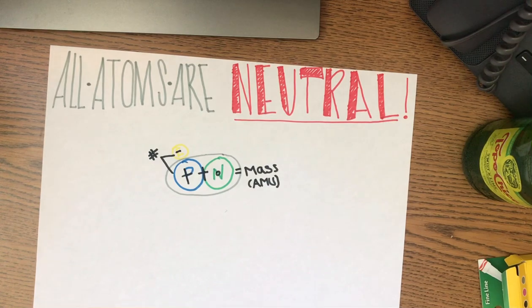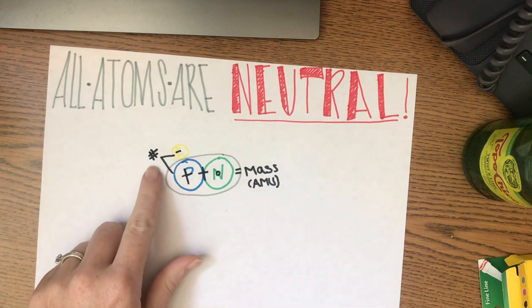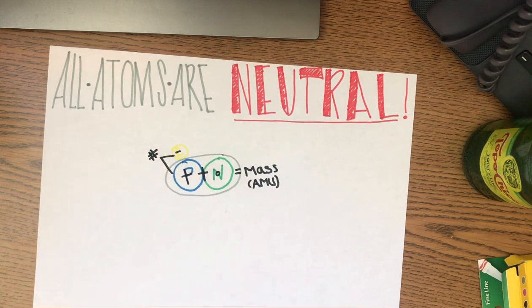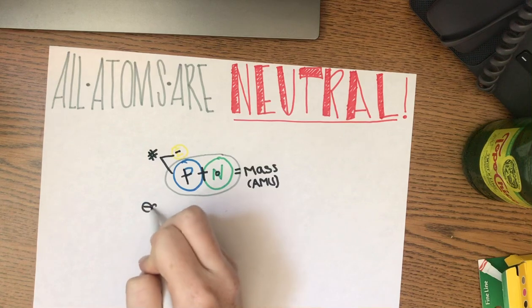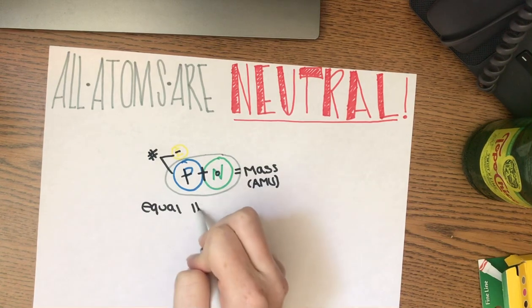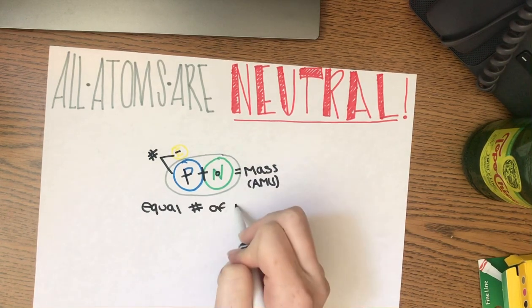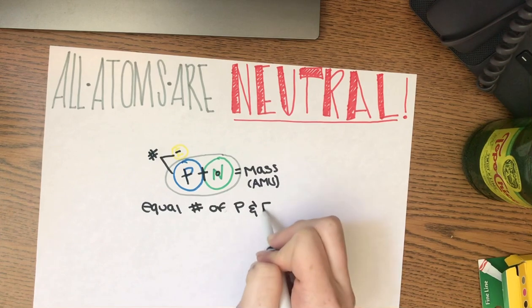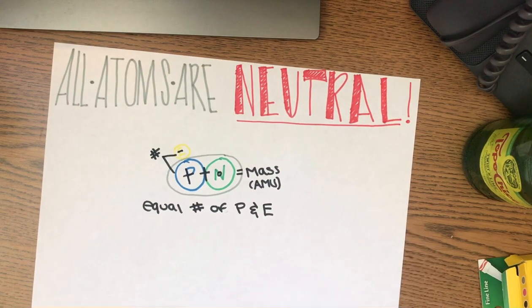So something we're going to add to this triple bubble today is this symbol. Now, that looks like a hashtag, and it is a hashtag, but it's also a number sign. And what that tells us is that we have the same number of electrons and protons. We always have an equal number of P and E. P and E meaning protons and electrons.